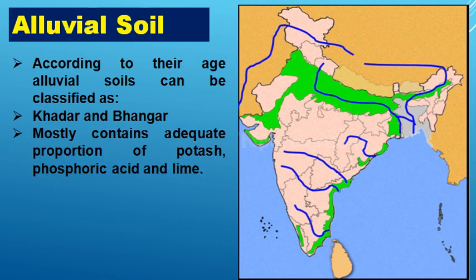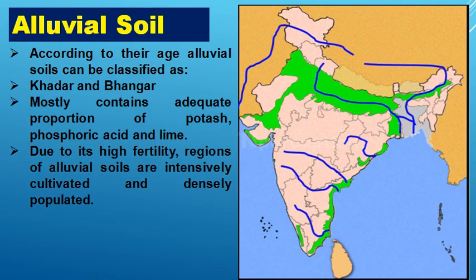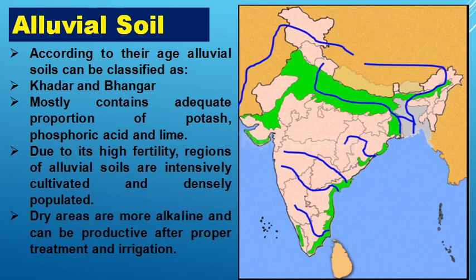Most of these soils contain adequate proportion of potash, phosphoric acid as well as lime. Due to its high fertility, the regions of alluvial soils are intensively cultivated and densely populated.